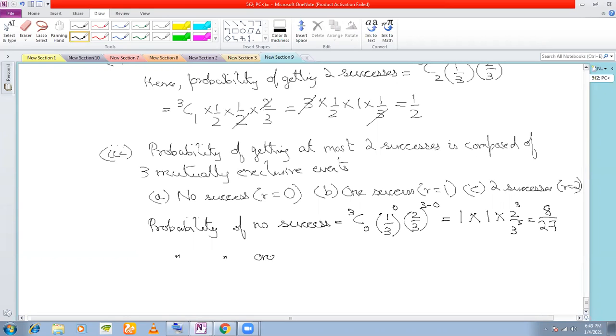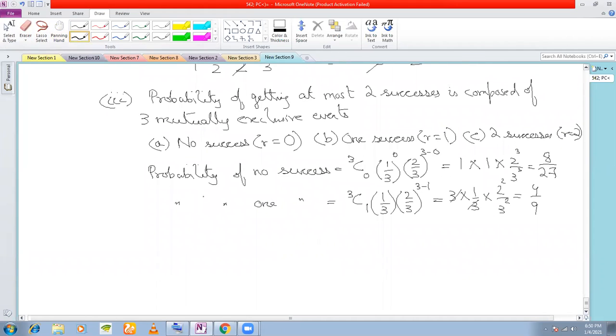What is the probability of 1 success? In this case, r is equal to 1. So 3C1, 1/3 to the power of 1 into 2/3 to the power of 3 minus 1, right? And what is 3C1? 3C1 is simply 3. 1/3 is 1/3. And this is 2/3 to the power of 2, that means 2 square by 3 square. So this cancels. What do you get? 4 by 9, right? So you're getting the probability of one success as 4 by 9.